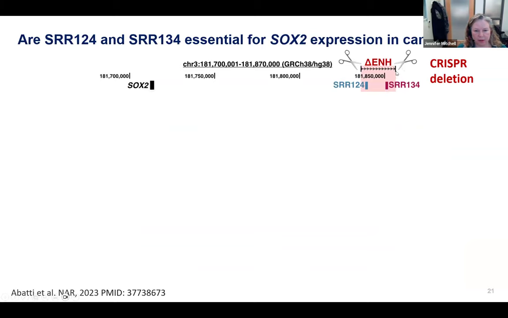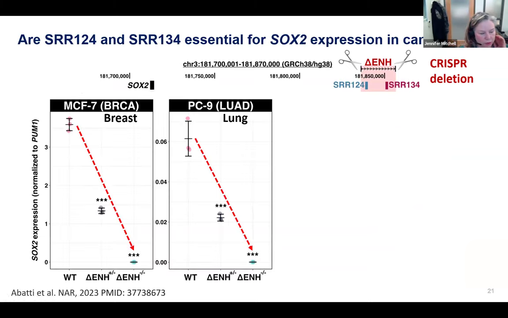And the first thing that Luis did was, of course, to target guides upstream and downstream of these two enhancers and delete them to see whether or not there was actually an effect on SOX2. And as you can see, I'm showing you here for MCF7s and for PC9s, a heterozygous deletion of the enhancer caused a disruption to SOX2 expression, and a homozygous deletion of the enhancer really caused SOX2 to be at very, very low and almost undetectable levels. And in fact, it's not significantly different from the levels that are found in the normal tissue. And so we were really excited about this because now we had our proof that this region was in fact regulating SOX2 overexpression in these two different types of cancer.